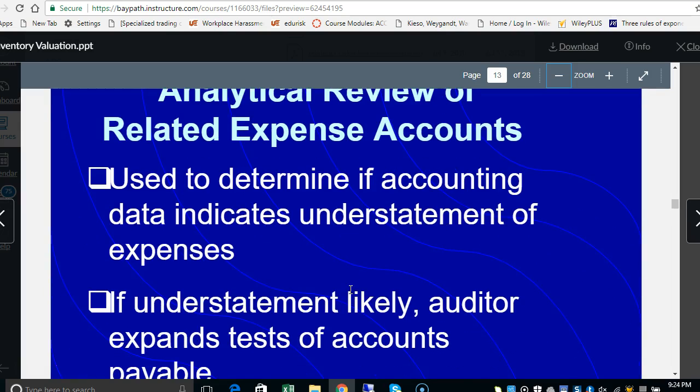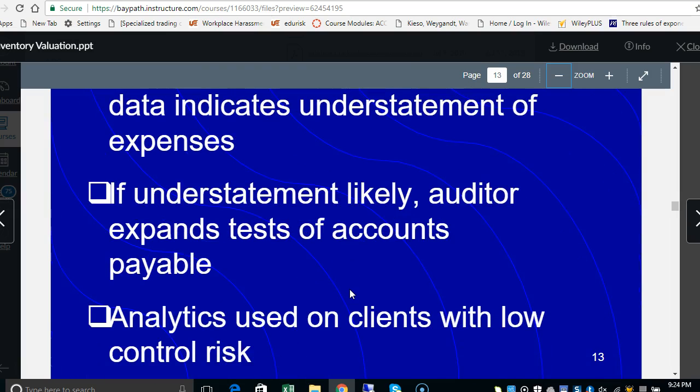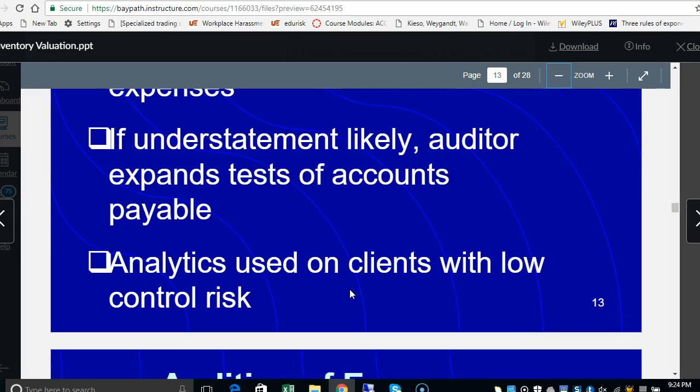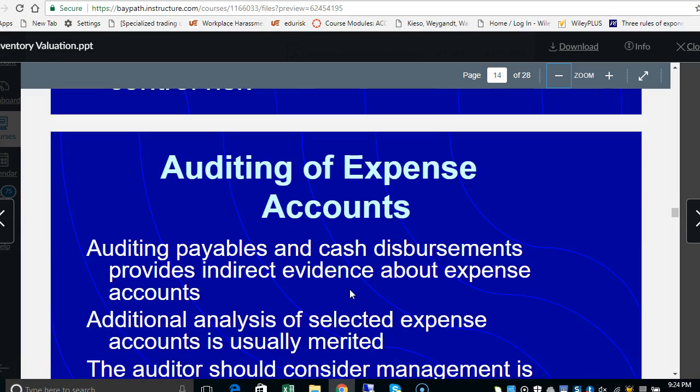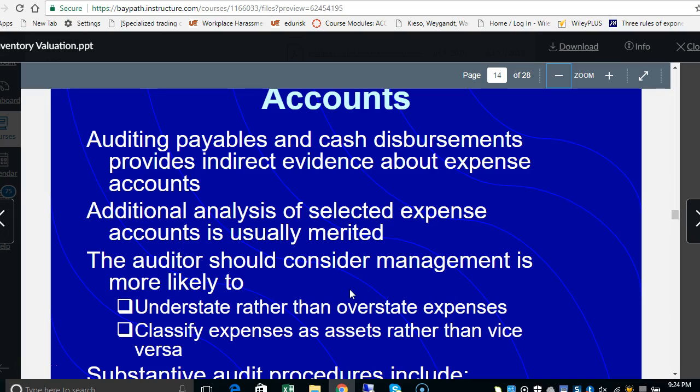Analytical review of expense accounts is used to determine if accounting data indicates understatement of expenses. If understatement is likely, then expand the testing. Analytics are used on clients with low control risks. Auditing payables and cash disbursements provide indirect evidence about expense accounts. Additional analysis of selected expense accounts is usually merited.